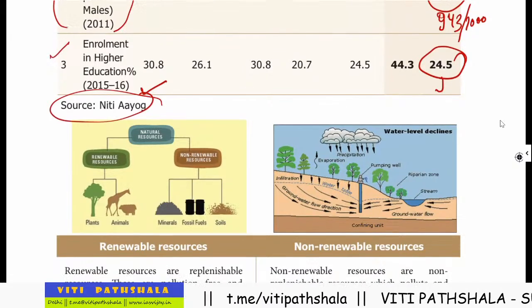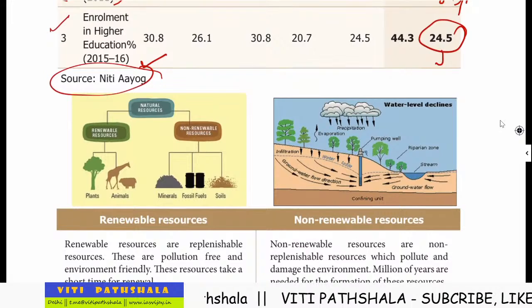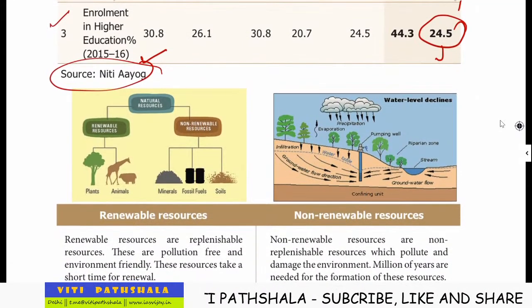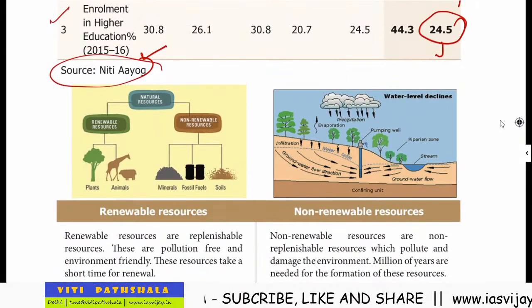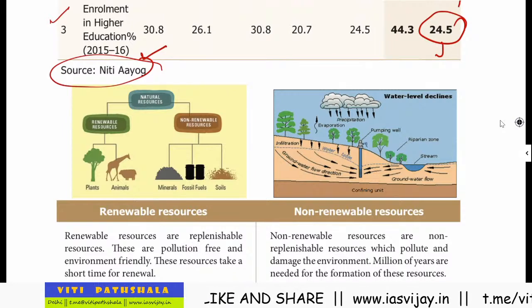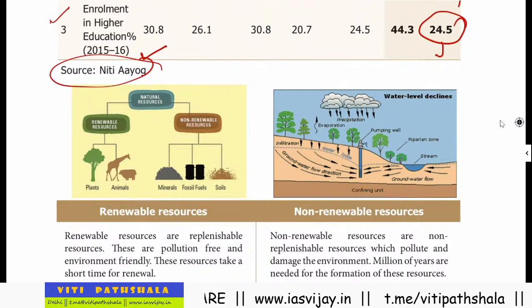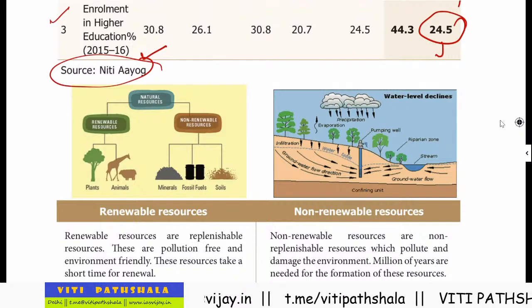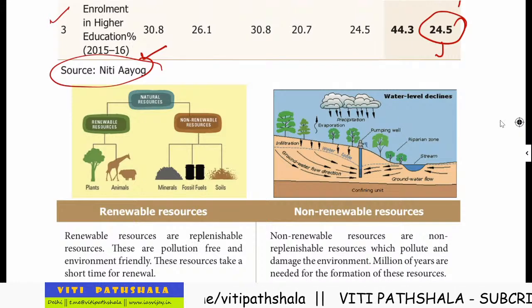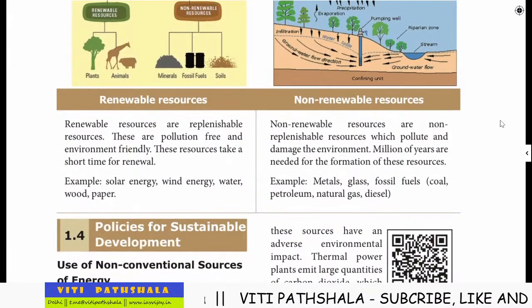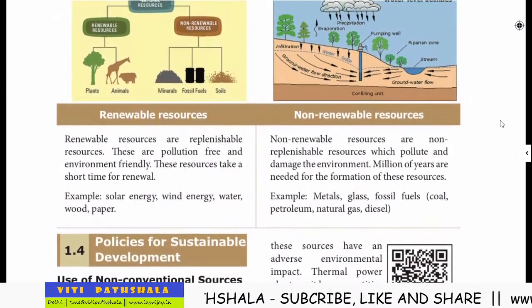Now, the natural resources are of two types, renewable resources and non-renewable resources. Now, non-renewable resources are your minerals, fossil fuels, and the soil. Then renewable resources are the plants and the animals. Then a difference between the renewable and the non-renewable, they have shown you.